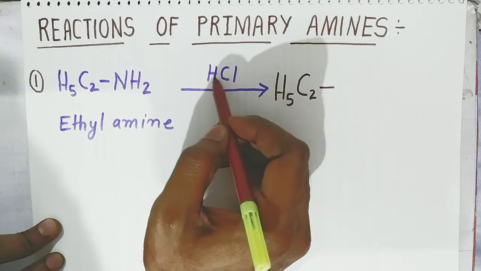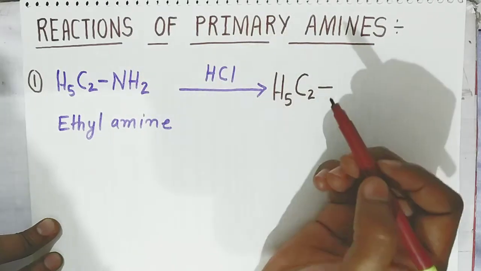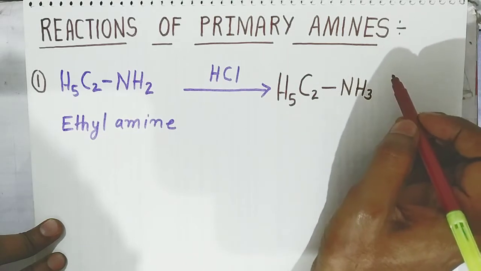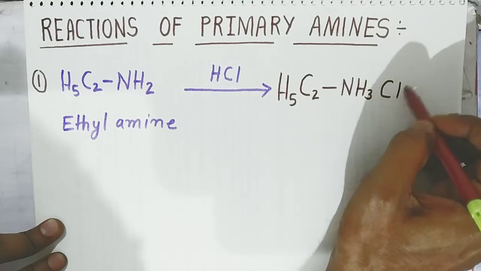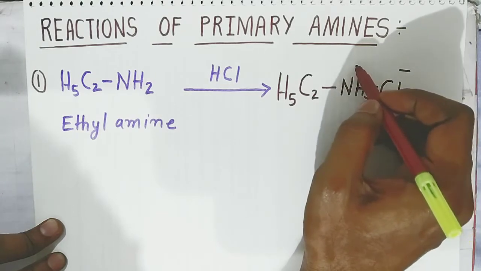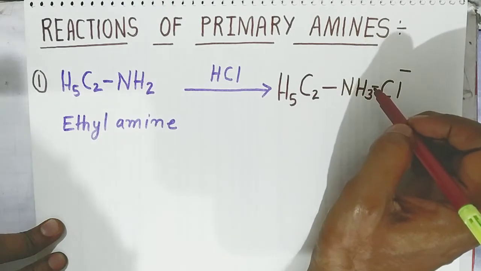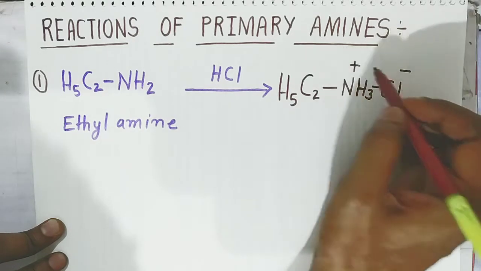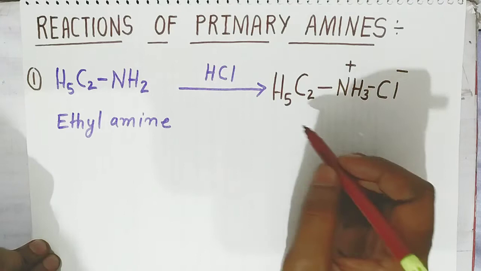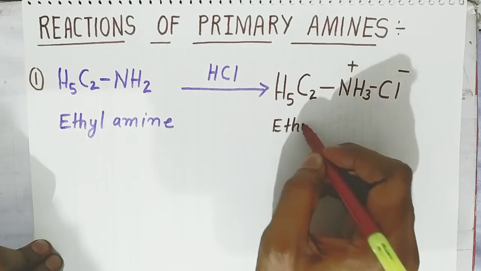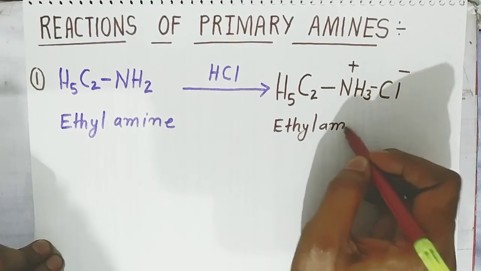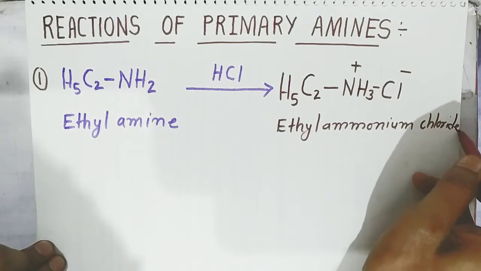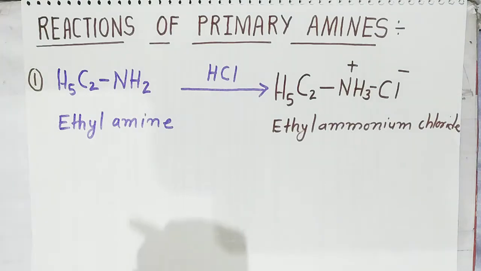Now what happens, students, the hydrogen of the hydrochloric acid combines with the amine to form NH3, and chlorine is always a negative charge. Because the valency of nitrogen here is 4, it will carry a positive charge. What will be the name of this compound, students? This is ethyl ammonium chloride. Ethyl ammonium chloride.